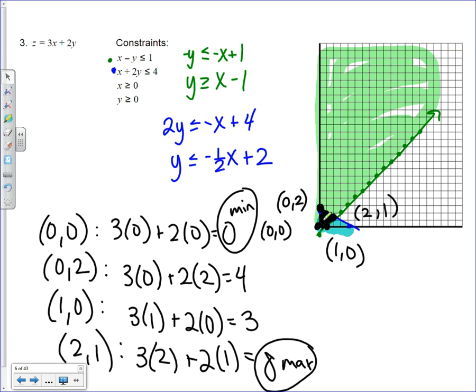All right, folks, so that's kind of the beginning of linear programming. Again, you should have done this last year in Algebra 2. You're just trying to find the corners of the overlapping region and then plug them into your objective function.